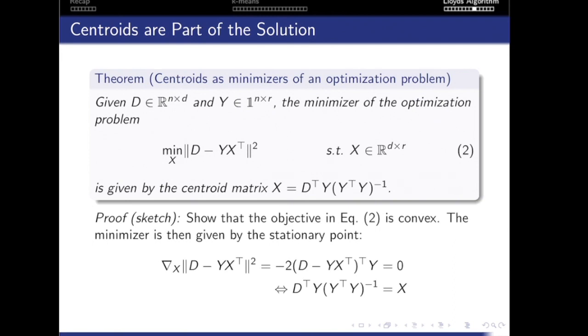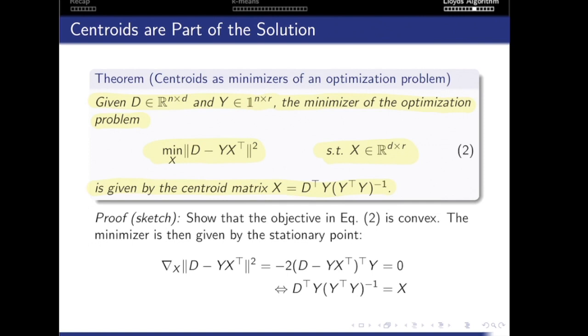And the one result for fixing Y is that the centroids are actually the solution to the objective. So that means that given my data matrix D and the cluster assignment matrix Y, the minimizer of the optimization problem, which is to minimize the residual sum of squares of my matrix D and the approximating low rank product, for a matrix X which is real valued, the global minimum of this objective is given by the centroid matrix as we have defined it. And the proof is actually not too complicated.